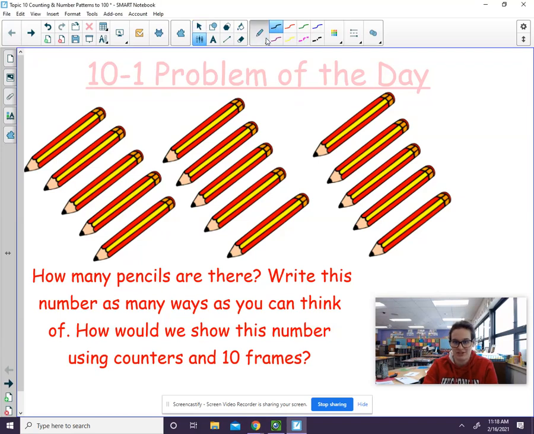Our problem today says, how many pencils are there? They want us to write this number as many ways as you can think of. Well, let's first start by, how many pencils are there? What's a way you could solve this?